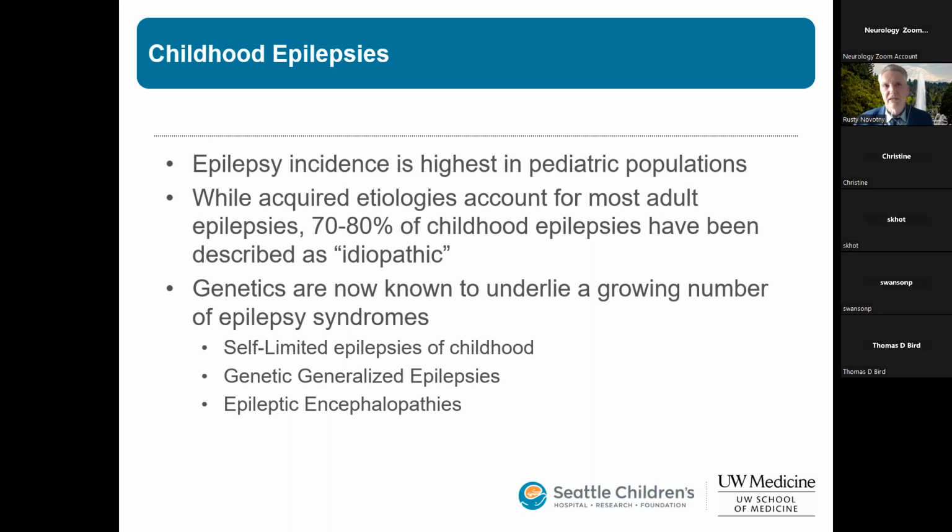So certainly have onset. What used to be called benign epilepsies of childhood are now referred to as self-limited epilepsies of childhood. What also used to be called idiopathic generalized epilepsies are now genetic generalized epilepsies, a term that's more used. But I'll focus on one where there's a very high yield of identifying underlying genetic causes, what are often referred to as the epileptic encephalopathies.